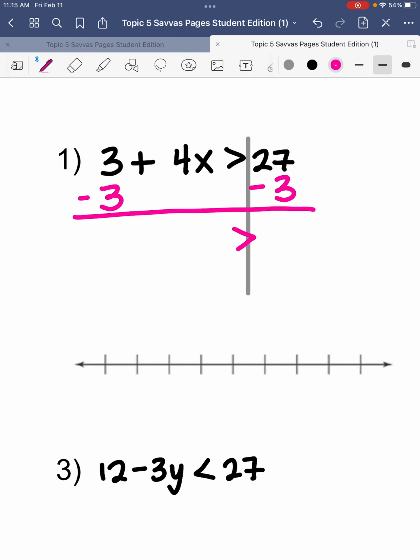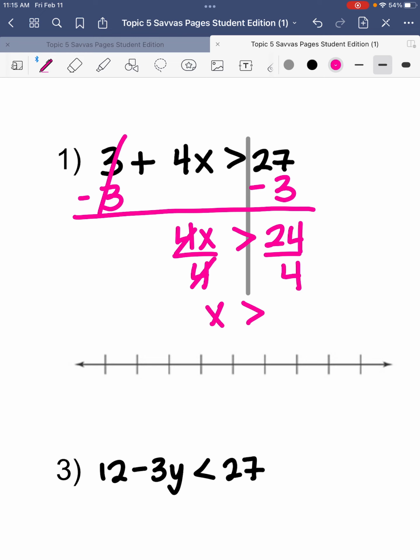Now on the side with the x, the 3's cancel out and I can bring down 4x. On the other side, 27 minus 3 is 24. So now I have 4x is greater than 24. Well, 4 is connected to x through multiplication, so I undo that with division. So I'm doing that on both sides. Now, dividing by 4, does that make me change my symbol? Nope, my symbol stays the same, greater than. So on the side with the x, my 4's cancel out, x comes down and it's by itself. On the other side, 24 divided by 4 is 6. So x is greater than 6 is our answer.